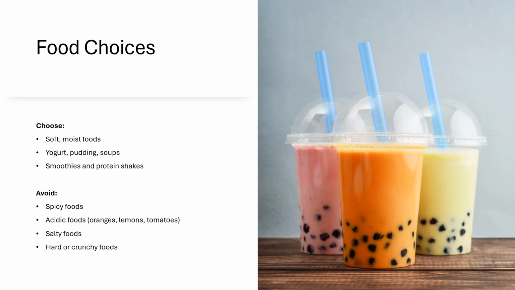So this slide just talks about recommended food choices. Make sure you're choosing foods that are soft to chew. Avoid any hard or crunchy foods. Stick to yogurts, pudding, soups, smoothies, protein shakes. If you have pain in your mouth or irritation, avoid spicy foods and too much acidic foods, such as acidic fruits like oranges, lemons. Avoid too much salt. You want to choose bland foods that will not be irritating to your mouth.